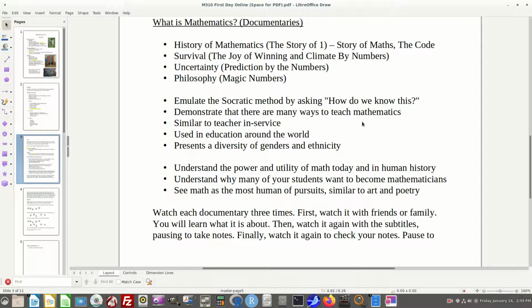And it may explain why many of your students, or at least some of your students, may have the propensity, the interests, the worldview, the personality to become mathematicians. But I think for me, equally important is to see math as the most human of pursuits. That is, to see math in the same context as art, and poetry, and literature, and sculpture.